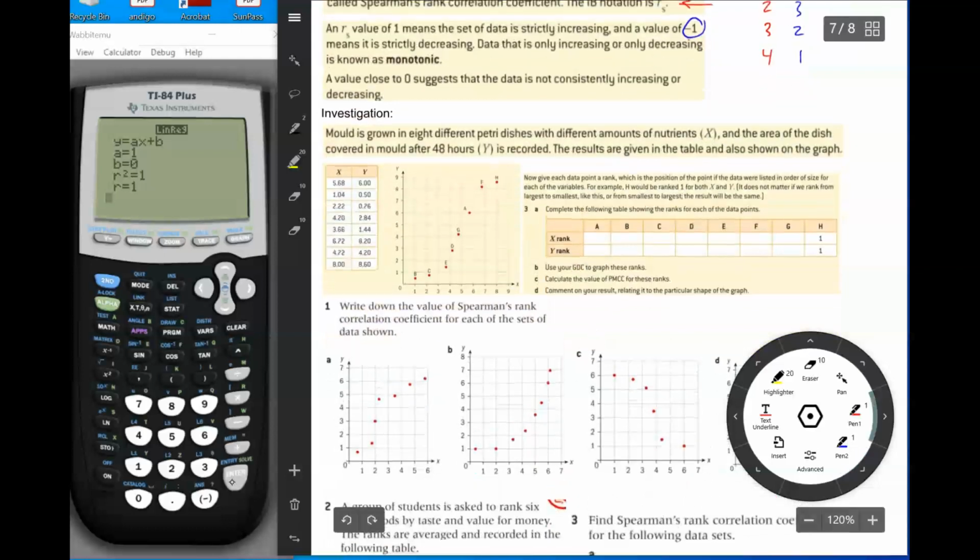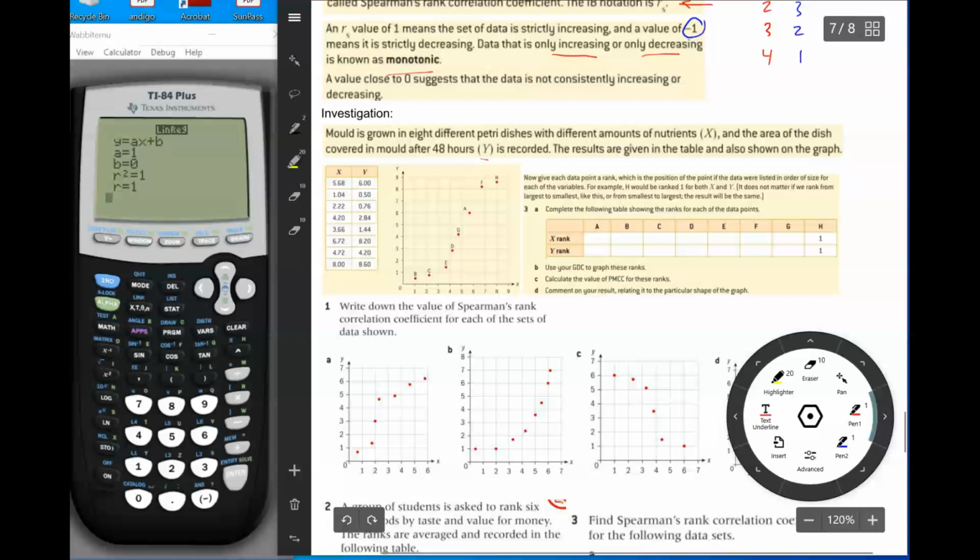One more definition which they have up here is when you have data that is only increasing or only decreasing, they call it monotonic. Okay? Mold is grown in 8 different petri dishes with different amounts of nutrients X, and the area of the dish covered in the mold after 48 hours, Y, is recorded. Okay. The results are given in the table and also shown in the graph.